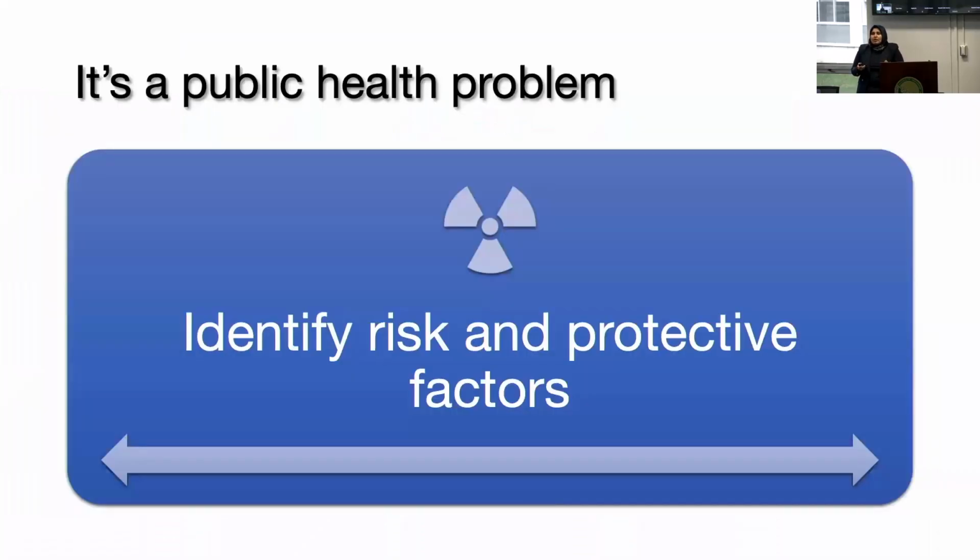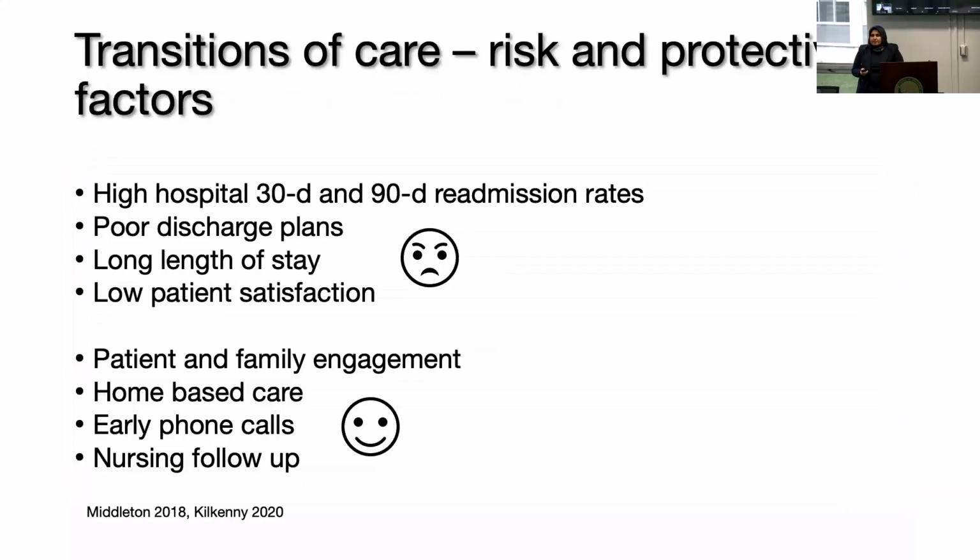So what are the risk and protective factors here? We know that the bad things here are the high hospital 30-day and 90-day readmission rates that we are supposed to worry about. Poor discharge plans, like what's written on there, who's going to follow up, long length of stay, how long is the patient in the hospital, do they need to be there? And of course, that leads to low patient satisfaction. Things that are helpful is if you have engagement from the patient and the family, home-based care, early phone calls.